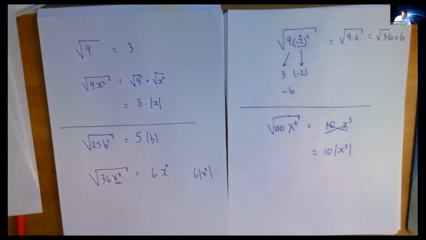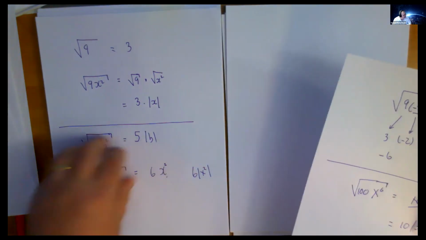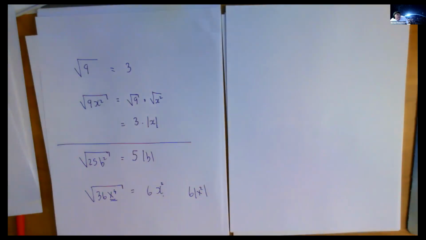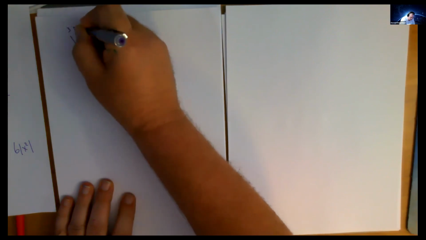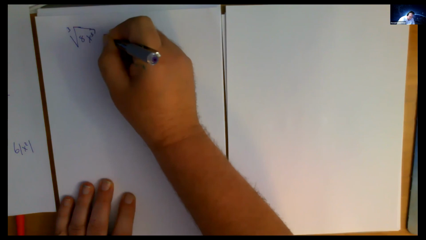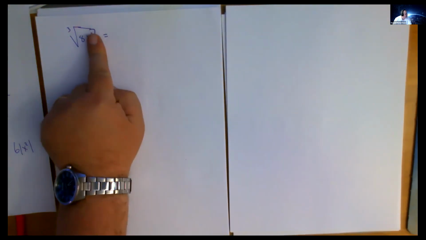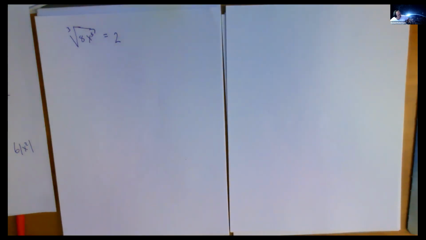Right, let's try doing the same process, but with cube roots. Square roots are a bit of a pain because of the rule about when you do and when you don't need absolute values. I wonder if cube roots cause the same problem. So let's do the cube root of 8x cubed. Okay. The cube root of 8 is a nice number, so I'll do that bit. The cube root of x cubed.